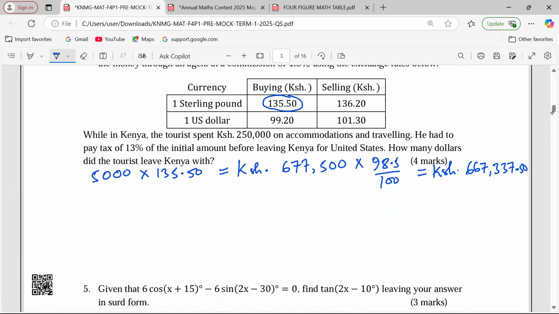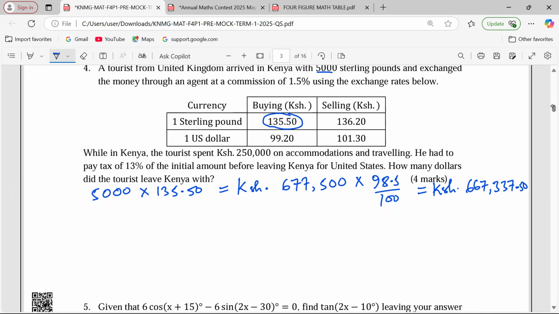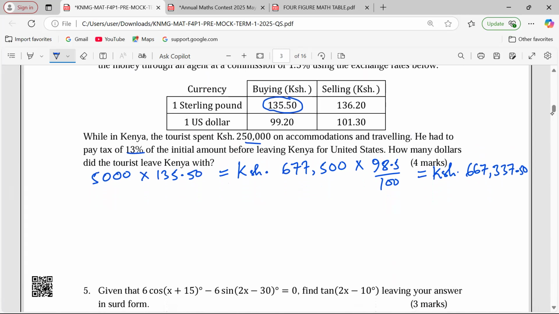Yes. After this, we are told that the guy is being taxed and the guy is also spending some money. So total expenditure is going to be the tax paid and also the amount used on accommodations and traveling, so that you may get the actual balance, which is going to be converted to US dollars.